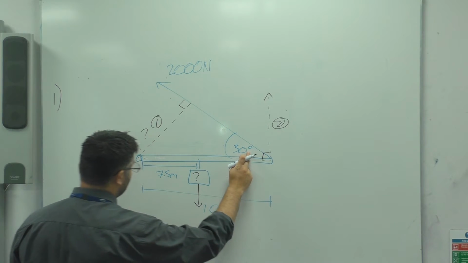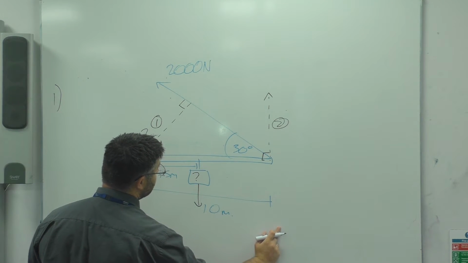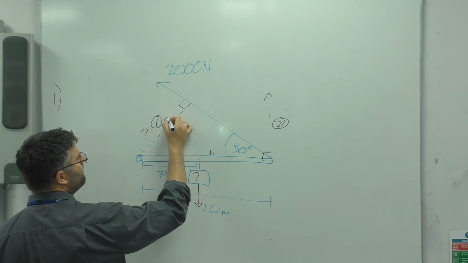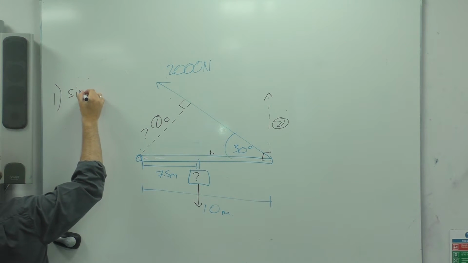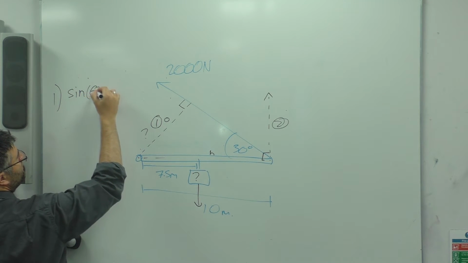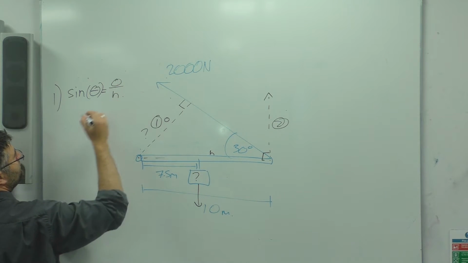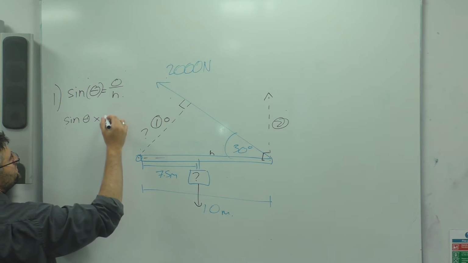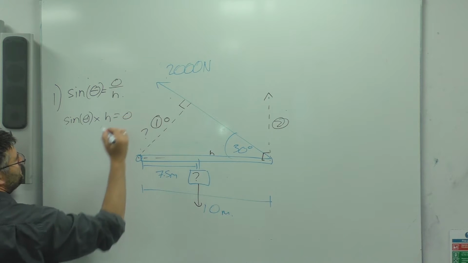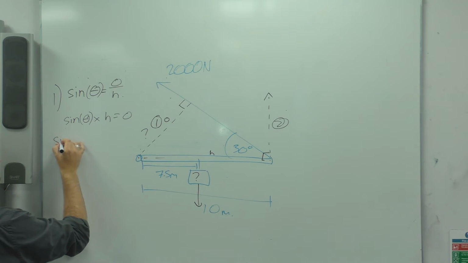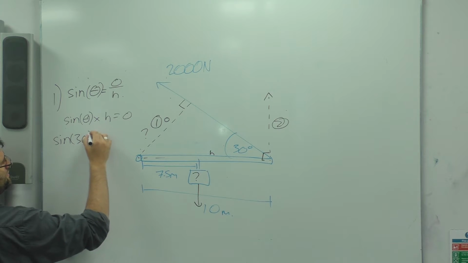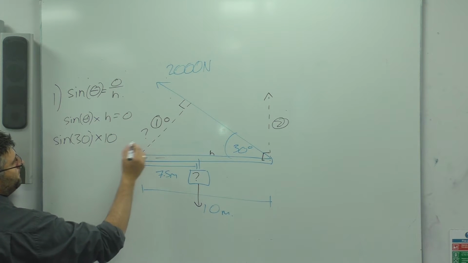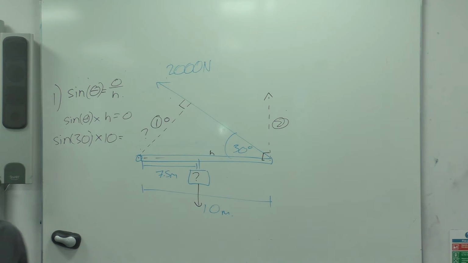We've been given a 30-degree angle. We know that this distance is 10 meters, so we can say that this is a hypotenuse. This is an opposite. So we're going to use sine theta equals opposite over hypotenuse. So sine theta times the hypotenuse equals the opposite, which is what this is in this case. So sine of 30 degrees times 10, and we work that out on our calculator.